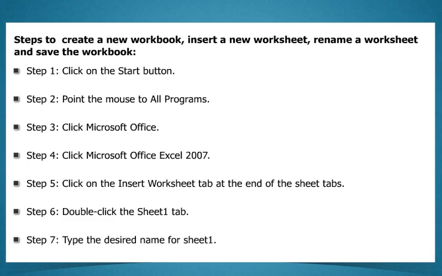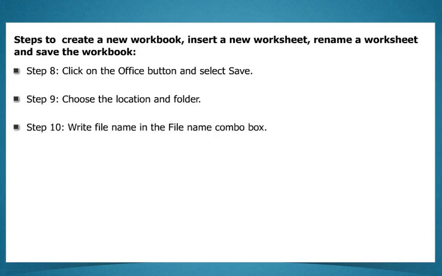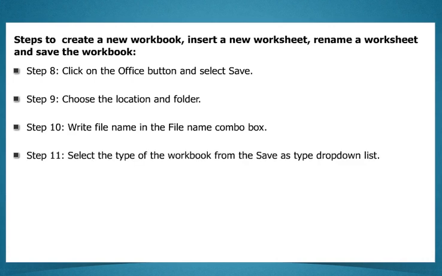Step 7. Type the desired name for Sheet 1. Step 8. Click on the Office button and select Save. Step 9. Choose the location and folder. Step 10. Write file name in the File Name combo box. Step 11. Select the type of the workbook from the Save As Type drop-down list. Step 12. Click Save.